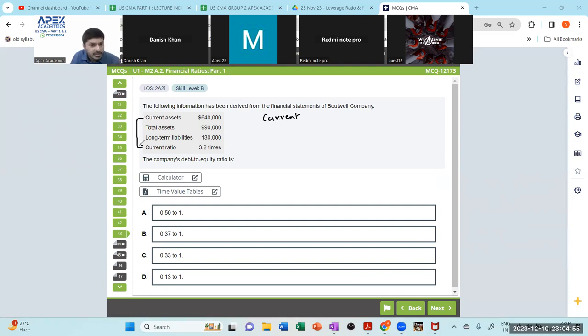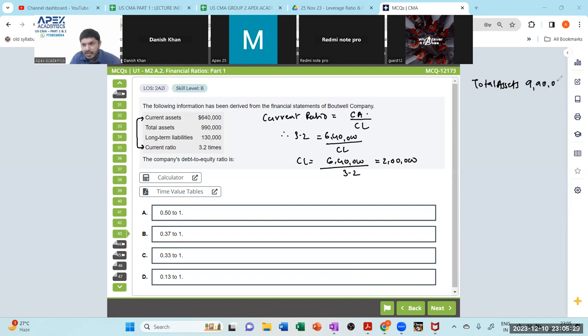Start doing the analysis. Current ratio is equal to current assets upon current liabilities. Therefore, 3.2 is equal to current assets 6,40,000 divided by current liabilities. Current liabilities is equal to 6,40,000 divided by 3.2. Your answer is current liabilities equal to 2 lakhs. Now suddenly I can see total assets. Please pay attention, please don't be distracted. Total assets are 9,90,000.